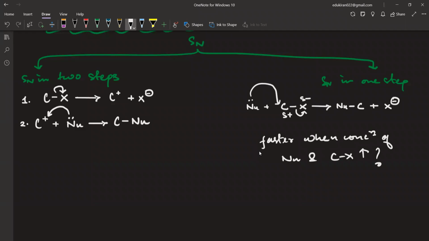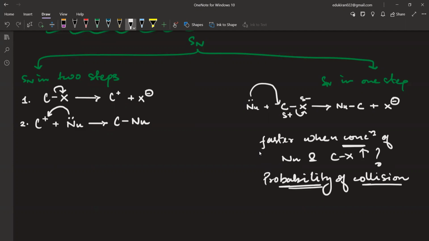Tell me, what do you think? If the nucleophile and the haloalkane are in greater amounts, with a high concentration, then the probability of colliding will be higher. Yes or no? Tell me, the probability of colliding will be higher or lower? What do you guys think? Abia, tell me. Yes. Right. So if the concentration is higher, the probability of collision will be higher, and if they are colliding more frequently, then product formation will also be faster. Yes or no? All of you agree with this?